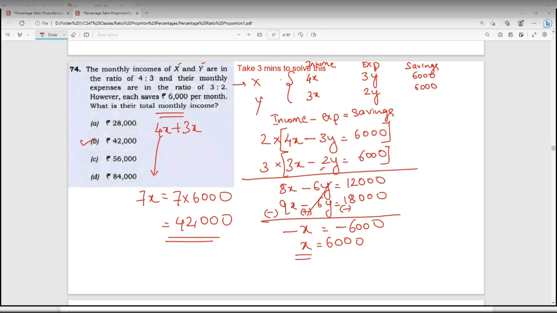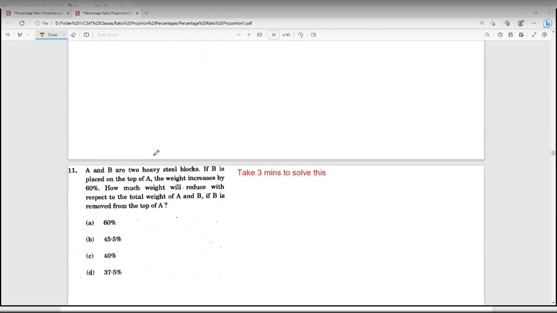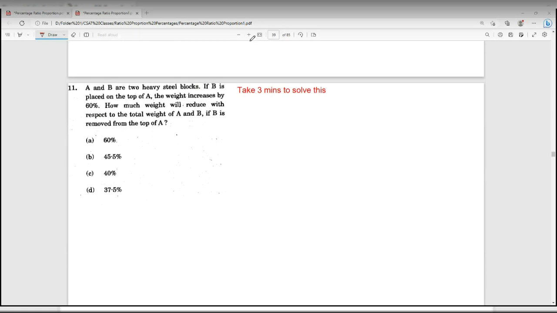I hope there is no more doubt here. If there is any doubt, please ask. So I hope that you have all understood this question. We'll move to the next question then. Please take 3 minutes to solve this.